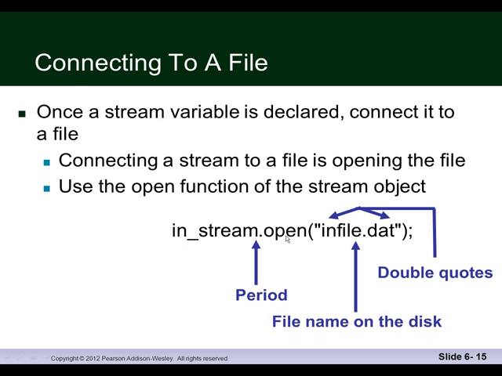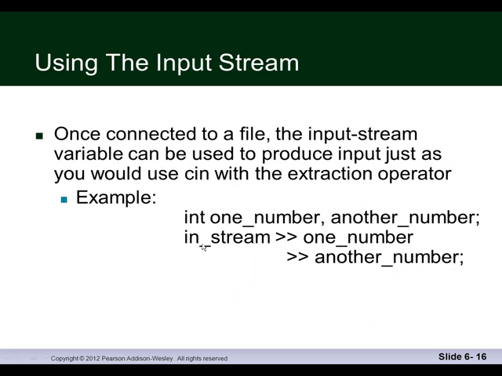So this function is going to open a file for input stream. Now that I have my input stream, I'm going to be using it just like a cin. I'm going to read from it. Cin was reading from the keyboard. This one that I call in stream is going to read from that file.